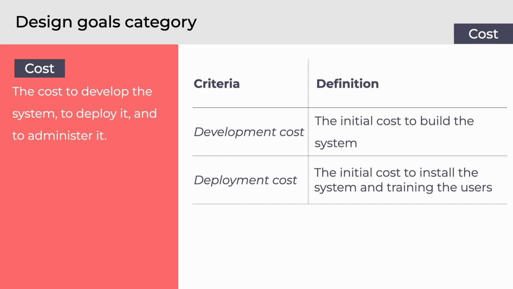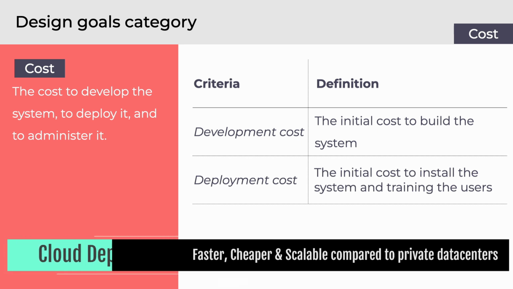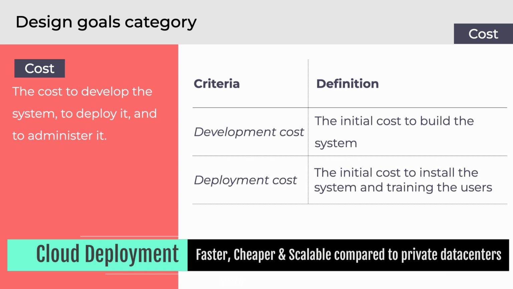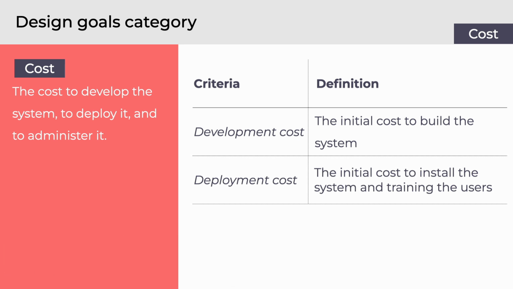For example, deploying in a cloud is much faster, cheaper, and more scalable compared to building our own data centers for deployment. I would suggest that unless there is a very specific reason like security or intellectual property concerns, we should be deploying and installing on the cloud as opposed to deploying on our private data centers.